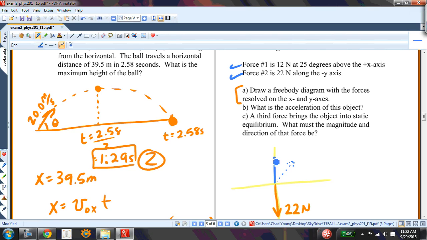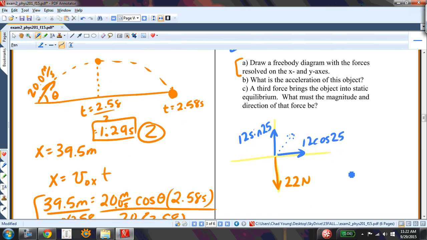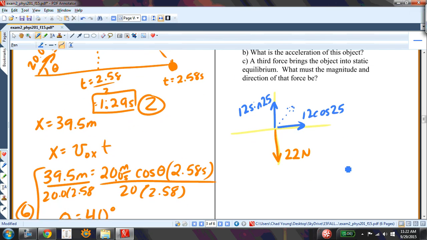But I'm going to draw the resolved vectors. That's going to be 12 sine of 25, 12 cosine of 25. Okay, now I want to know what is the acceleration of the object. This is part A. In order to do that, I have to find what is the net force.